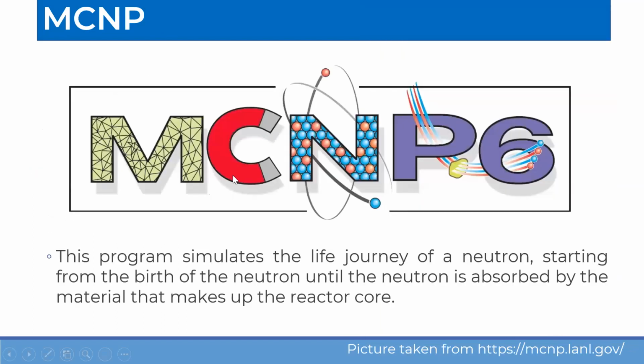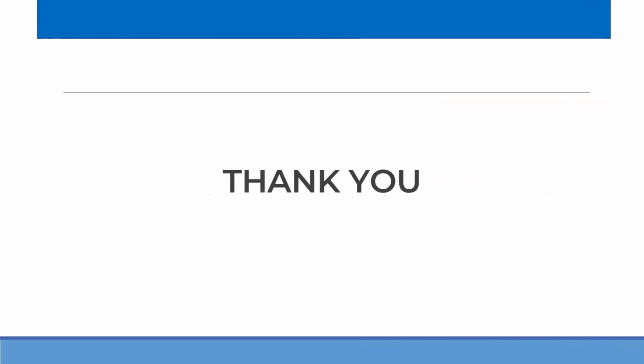In this research, I use the MCNP program. MCNP program is a statistical Monte Carlo method. This program simulates the life journey of a neutron starting from the birth of the neutron until the neutron is absorbed by the material that makes up the reactor core. So that's all for me. Thank you for the attention.